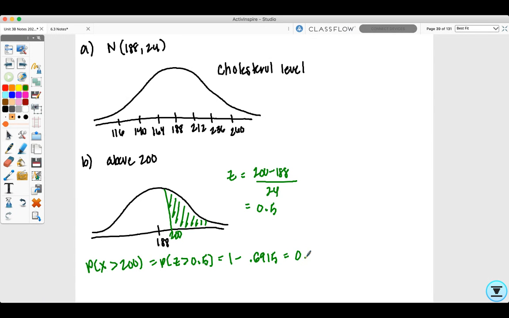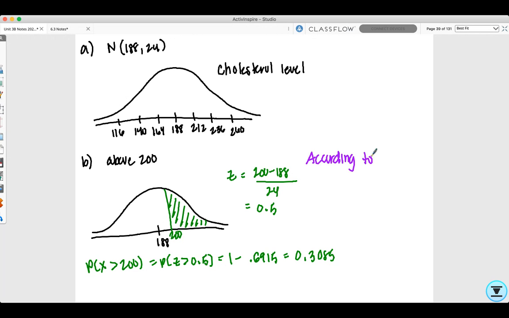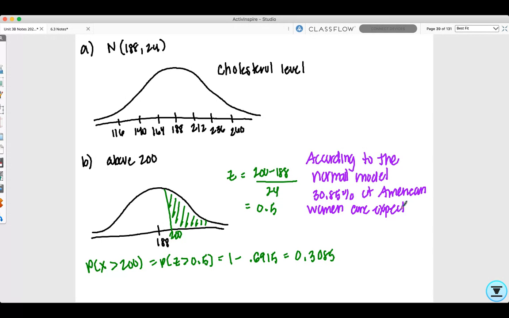And that would give me 0.3085. So again, you would say according to the normal model, 30.85% of American women are expected to have cholesterol levels above 200.